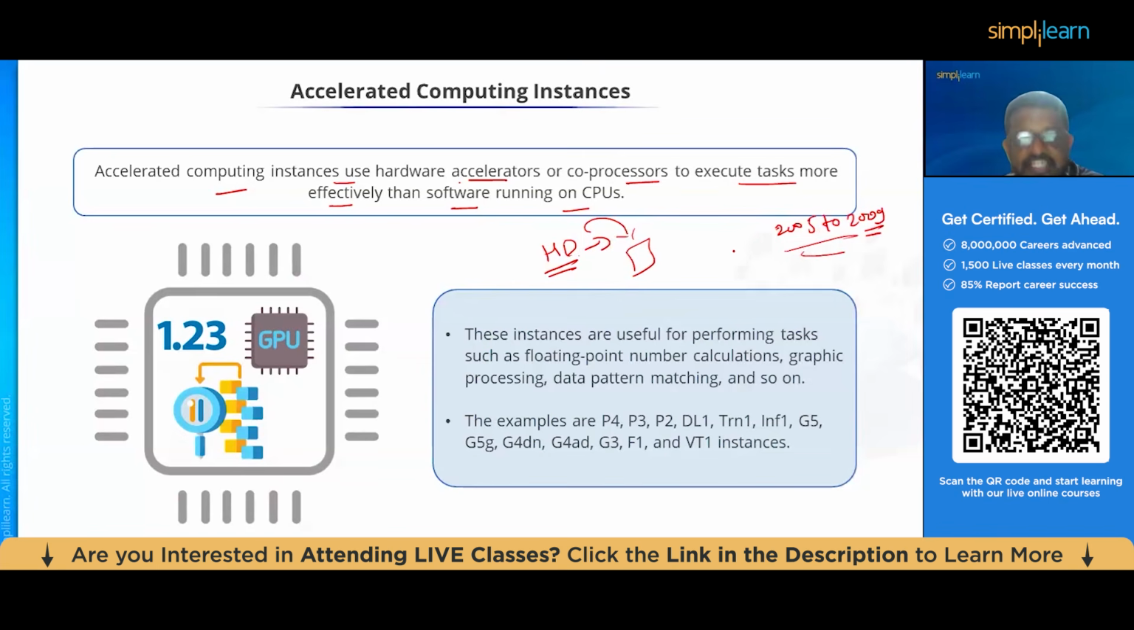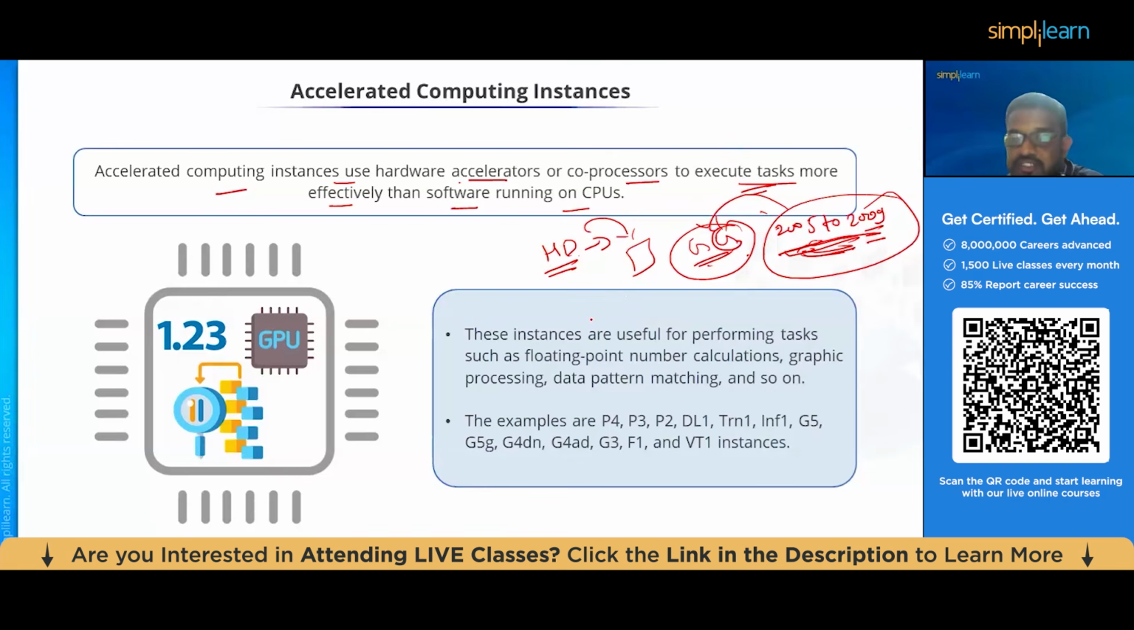Yes, it's a graphics card. Especially from 2005 to 2009, when the desktop era was going on, when my HD games were not supported, at that time what would I add? A graphics card. So can I say that this graphics card works as a co-processor? Can I call the graphics card a co-processor for that era? So here also, accelerated computing instances use a hardware accelerator or co-processor that executes the task in a more effective manner than software running on the CPU.